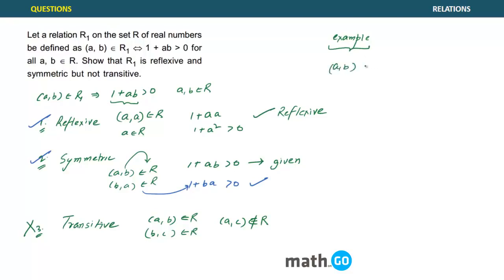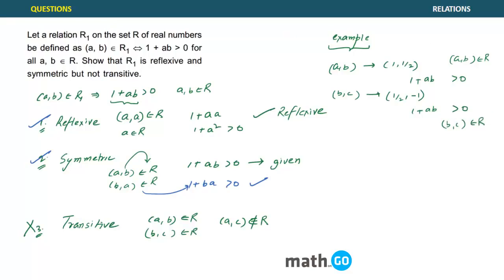Let's say for a comma b, I take this as 1 comma 1 by 2. So what will be 1 plus ab here? Yes, it is greater than 0. So it is satisfying the relation. So that means a comma b belongs to the relation, right? Now for b comma c, let's say I define this as 1 by 2 comma minus 1. Now what will be the value of 1 plus bc? It will still be positive. You can see it will be half. Here it will be 3 by 2. Here it will be half. So that means b comma c also belongs to R, right?